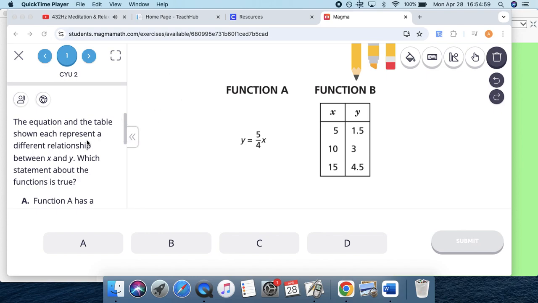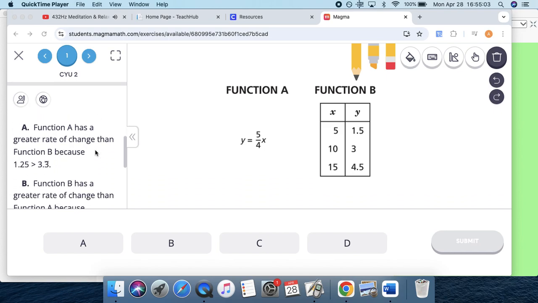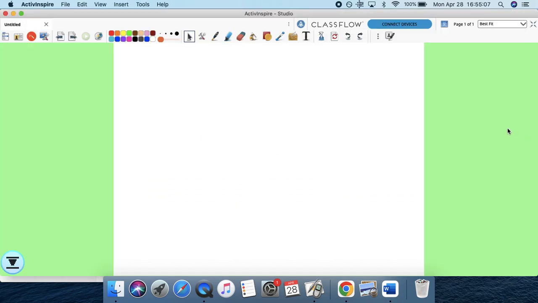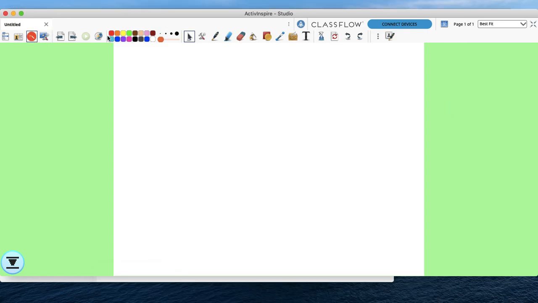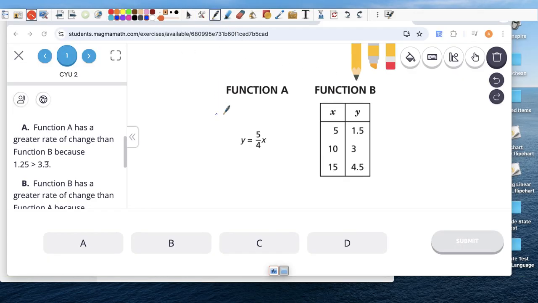And it's saying the equation, which statement is true about the statements. Function A has a greater rate. So we have to find the slope, right? The rate of change. So I think I can do this. Yeah. So for A, the rate of change is 5/4.